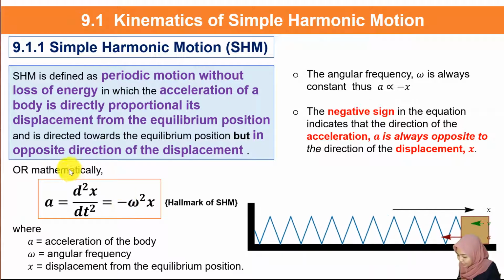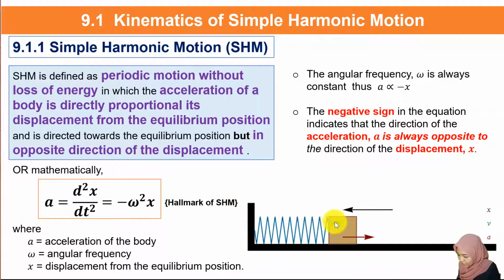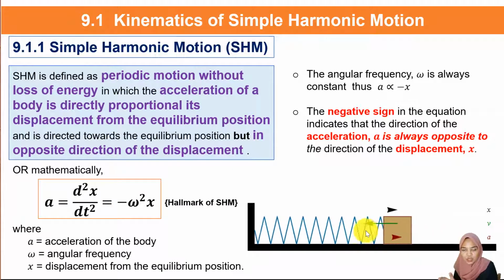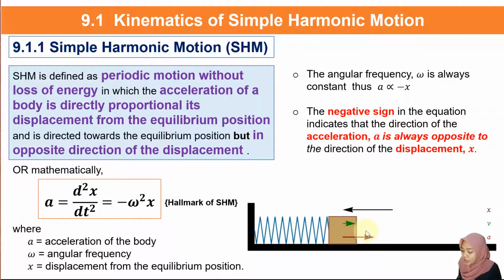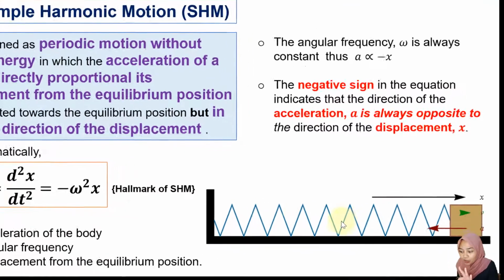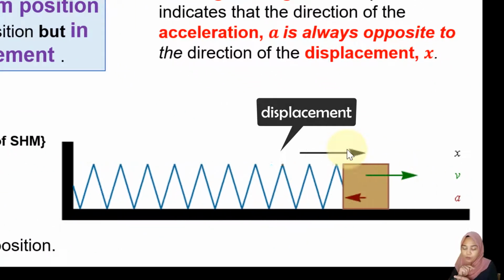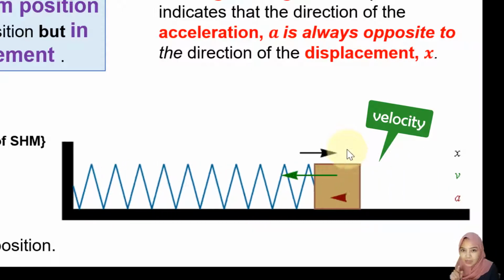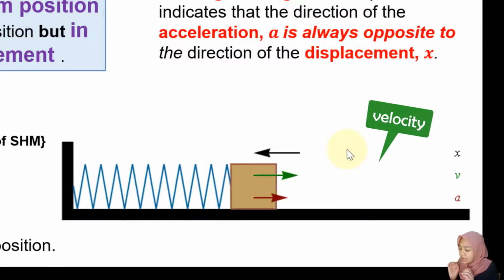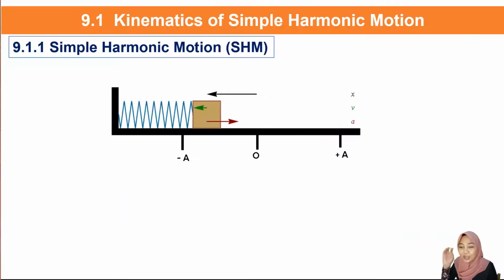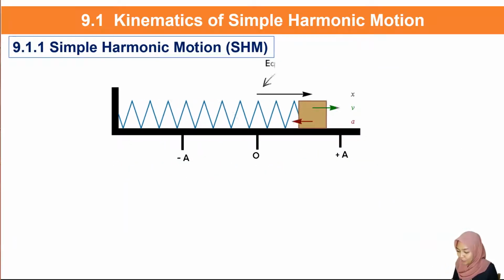Now look at this small thing. This is an example of an SHM system. We have three arrows here: the displacement, which is the black arrow, the velocity, which is the green arrow, and the acceleration, which is the red arrow. Now I'll zoom in for you to see it properly.